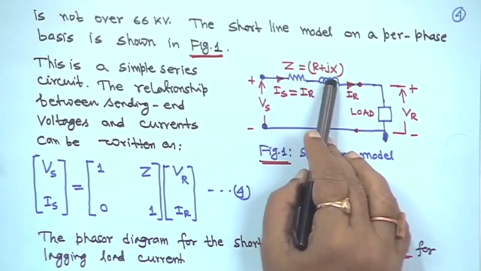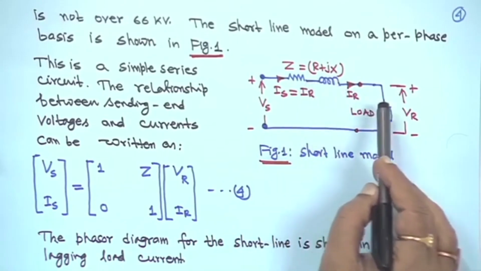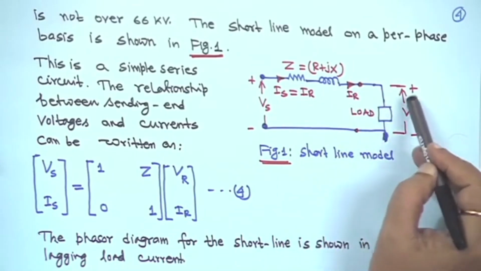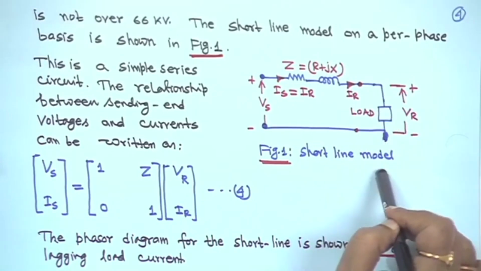Line impedance is R plus jX, the reactive impedance, and the receiving end load is connected. The voltage across the load is the receiving end voltage Vr. So, this is a short line model.